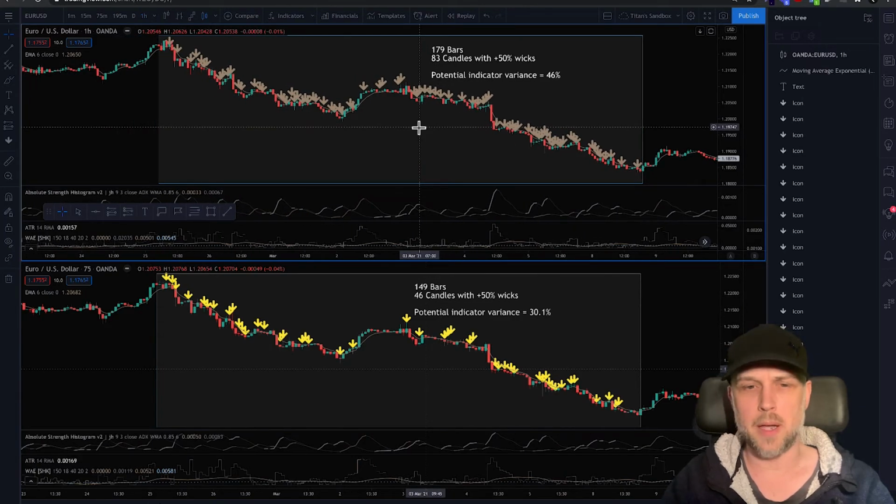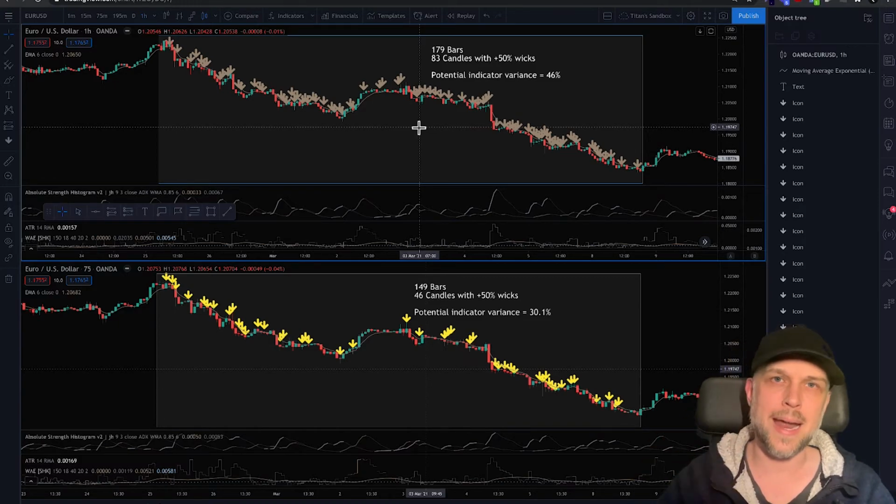That's my logic behind using the 75 and 195 minute charts. It just helps minimize those wicks and give me more accurate indicators.